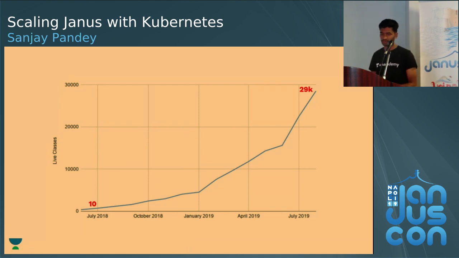Let me go through our story. Initially, we started off in 2015, and we were a video on demand service. But later on, we realized the potential of going live, and we had a lot of traction. So, one year back in July 2018, we started experimenting with Janus, and we started with initially 10 classes per month. Now, over the year, we have scaled up to 30,000 classes per month. We generally attend around 1,000 classes per day. So let me show you how we scaled Janus up to handle this scale.